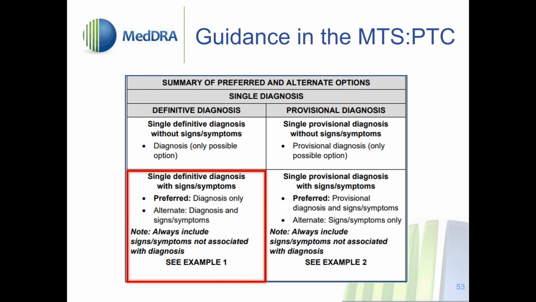In the MedDRA points to consider, we have guidance on how to code a diagnosis that's been reported with signs and symptoms. And as you probably know, the preferred approach is to only capture the diagnosis if the signs and symptoms are characteristic of that diagnosis. So if we have a diagnosis like Tangier disease with a symptom like hypertriglyceridemia, the preferred approach would be to just code Tangier disease. We don't need to capture hypertriglyceridemia because it's already part of the diagnosis.